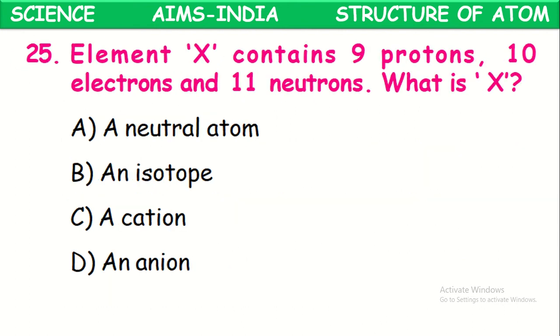Next, element X contains 9 protons, 10 electrons and 11 neutrons. What is X? See here, number of protons is 9, number of electrons is 10.